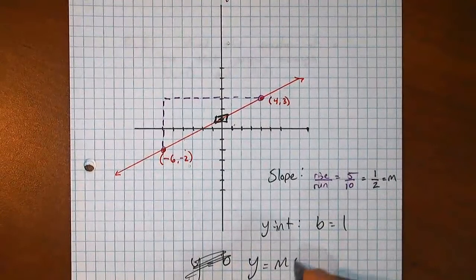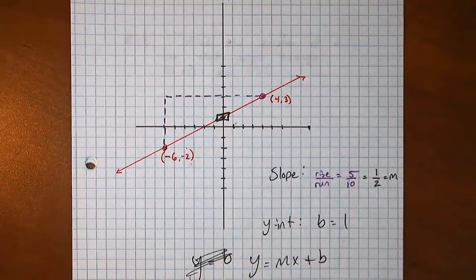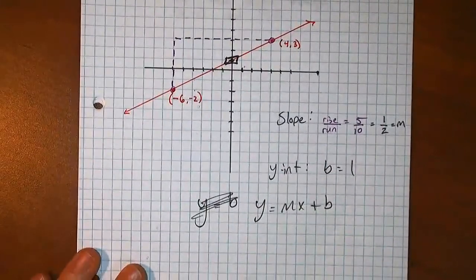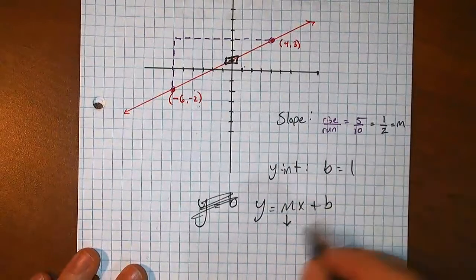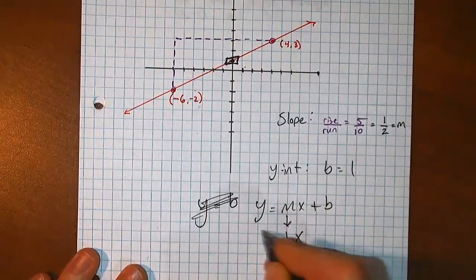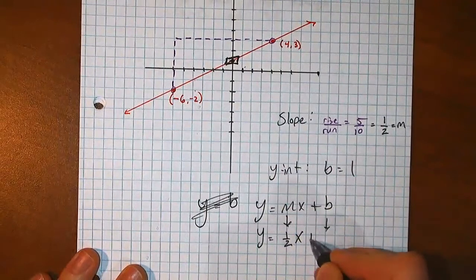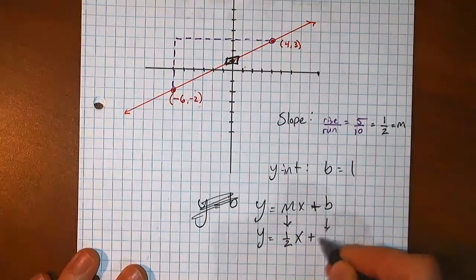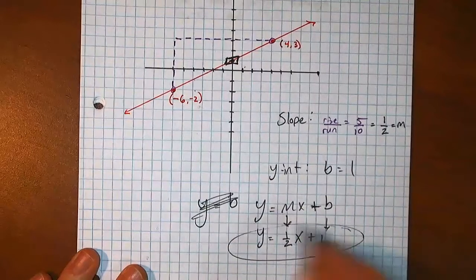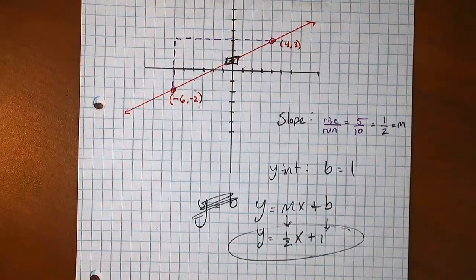Y equals mx plus b. Y equals mx plus b. And where the m is, we're going to plug in 1/2. Where the b is, I'm going to plug in a positive 1. So since it's positive, it still keeps that plus 1. And there's my answer. So that's our second example.